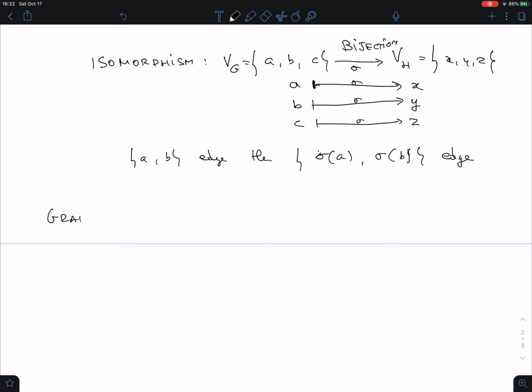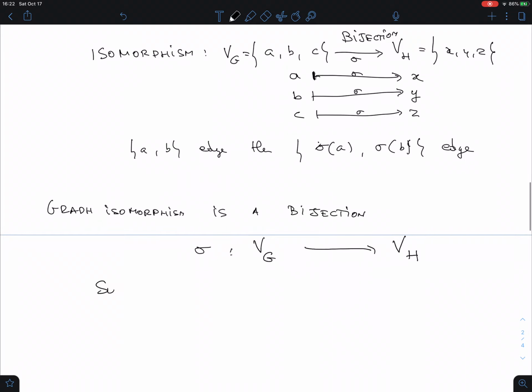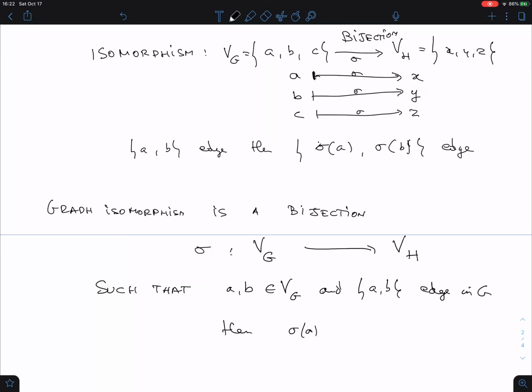So a graph isomorphism is a bijection sigma from the vertices of the first graph to the vertices of the second one, such that if A and B are vertices in G and AB is an edge in G, then the image of A, which is sigma A, the new name of A, and the new name of B, sigma B, should also be an edge now in H.